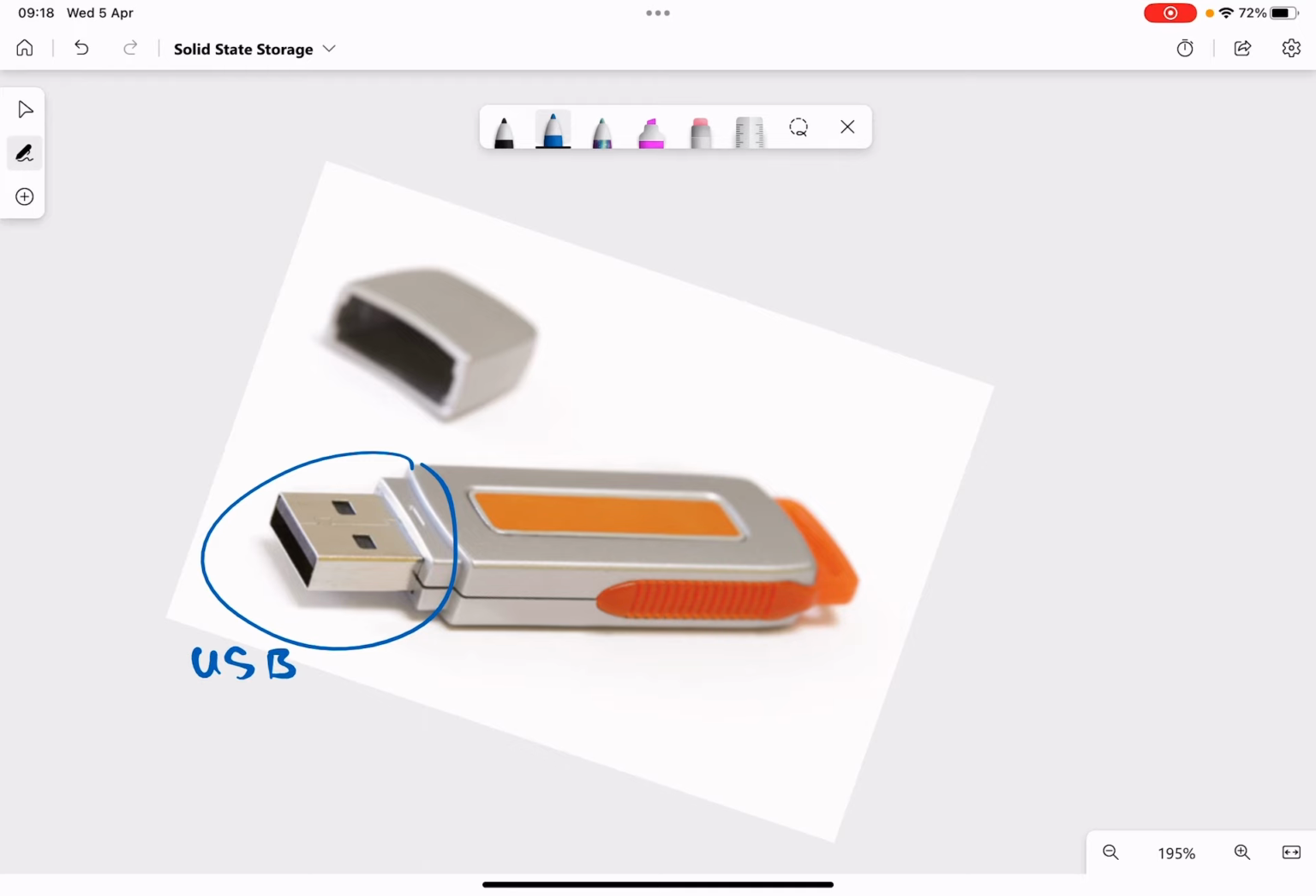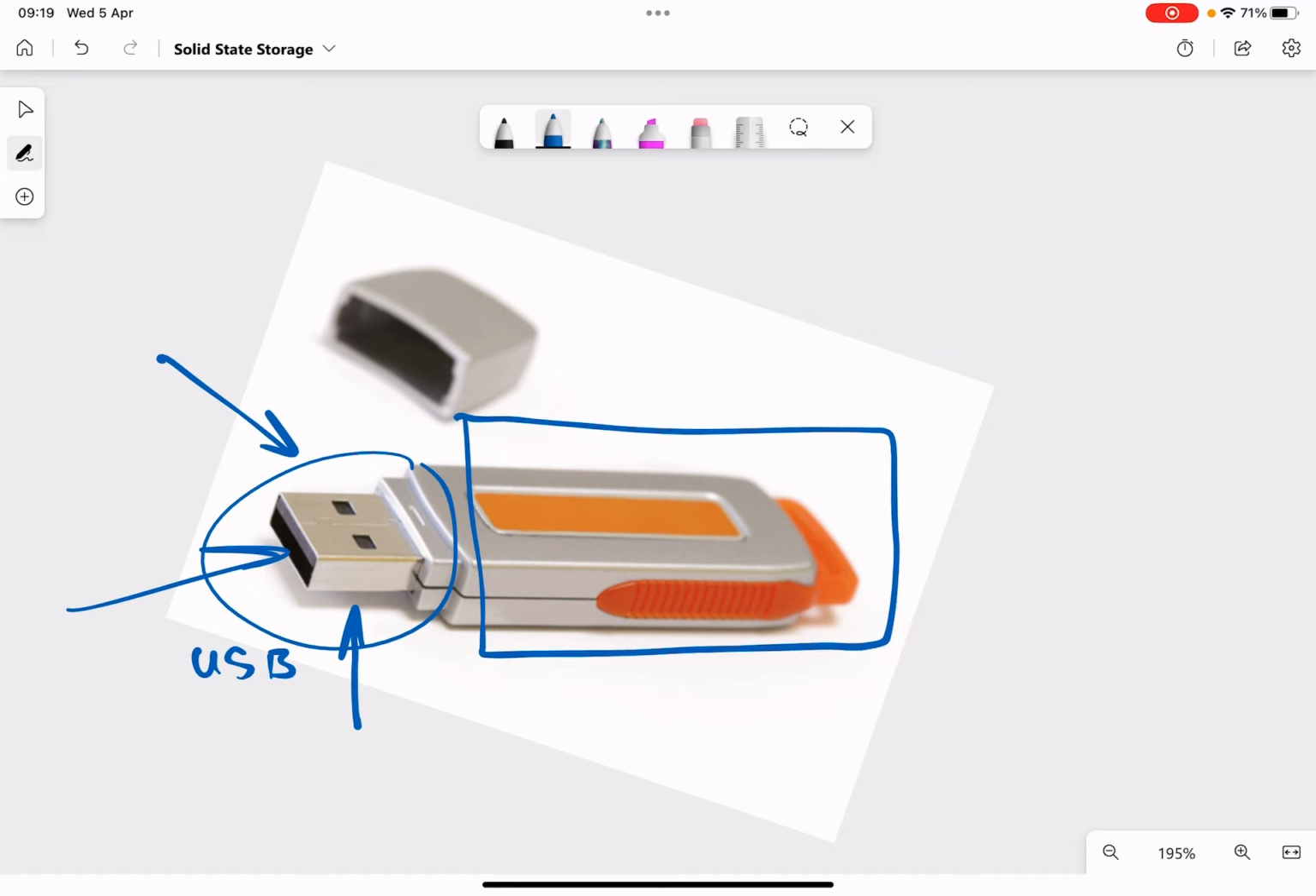If you can't remember about USBs, you can watch the video about USBs I did earlier on in the course. And this is a connector. This is not the memory device. This is a connector. This is the storage device here. Underneath this casing, that's the storage.